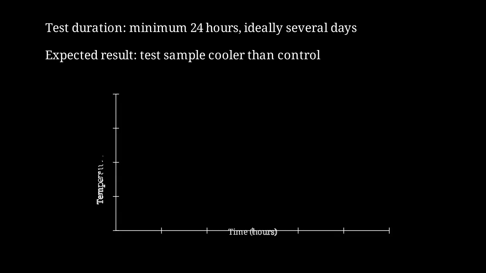If our coating works, we expect the test sample to remain several degrees cooler than the blackbody control, especially during nighttime when solar heating is absent. Here's typical data. The yellow line shows ambient air temperature. The red line is the black control, which gets very hot during the day. The green line is our test coating, which stays much cooler and even drops below ambient at night.